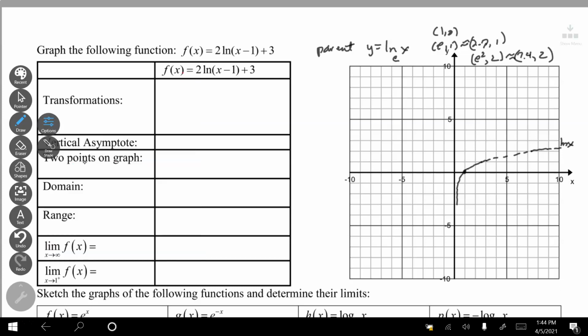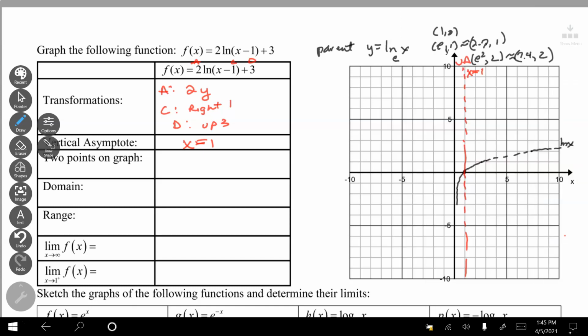Now I do see some transformations. I see an A, I see a C, I see a D. A is going to be 2 times the y value, C is going to be right 1, and D is going to be up 3. Known as a right 1, x equals 1 is my vertical asymptote. So right here, x equals 1 is my VA. And then I'm going to do my transformations.